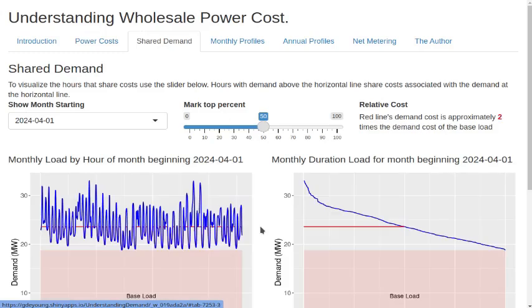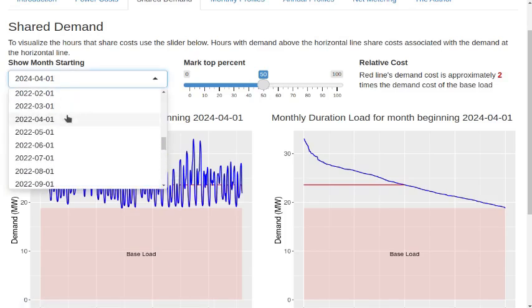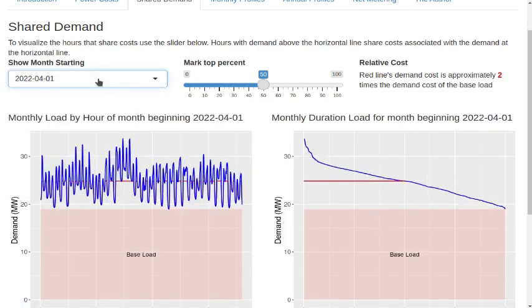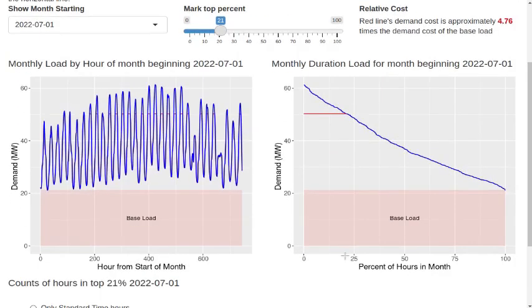In this shared demand tab, what you can do is choose a month, whichever month you want to pick. And so let's pick July. And then you can start moving that red line to where you want it. You can see that I moved it up to the 20% level right here, and then it displays the hours. So if you wanted to know where the top 1% of the hours are, you can see those. It's like 7 hours right up here at the top.